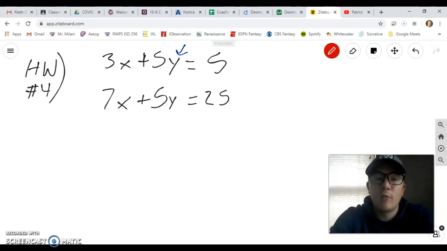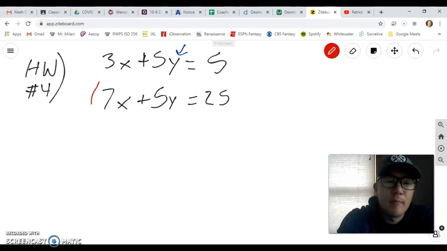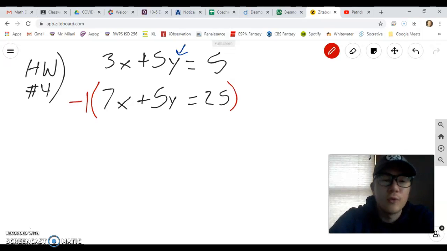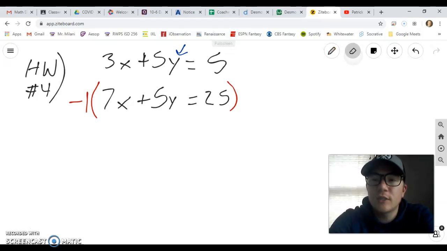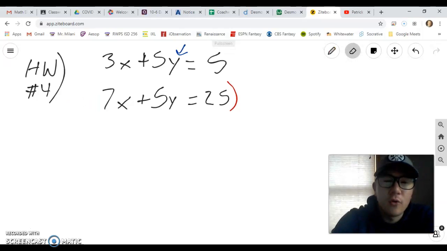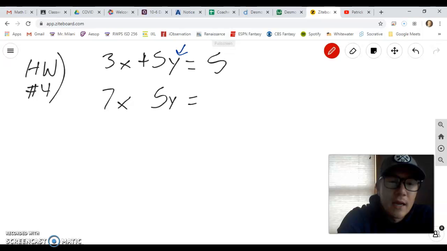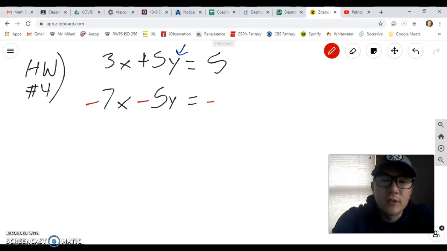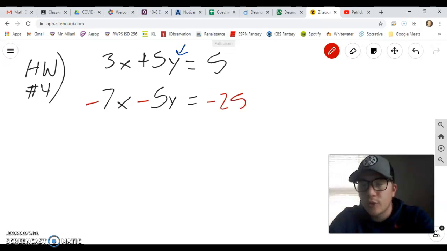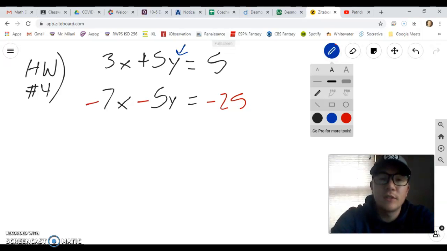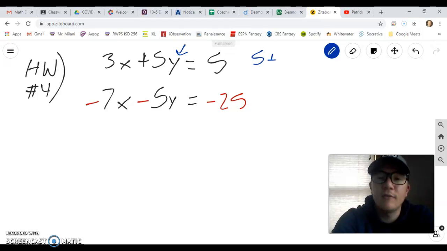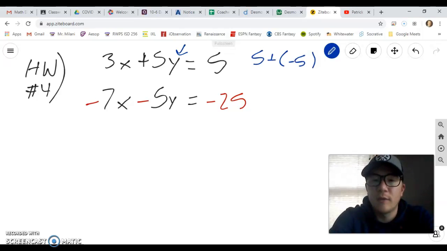So if we remember from last time what we do here, we're going to go ahead and multiply the entire bottom by a -1, which really all that's doing is changing the symbol on all of those values, right? It's basically just changing it to a -7x minus 5y equals -25. That's all that happened. You're just switching all the signs. That's all multiplying by a negative does. So now, since I've got a +5 and a -5, that's what's going to get me to 0.